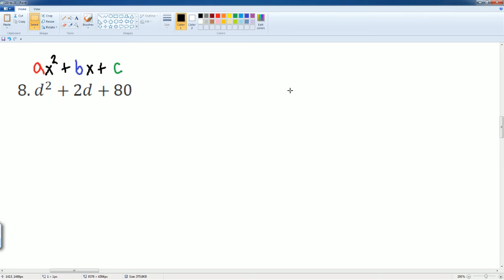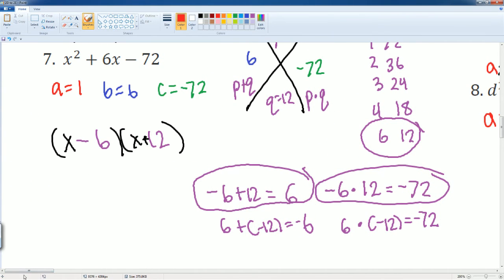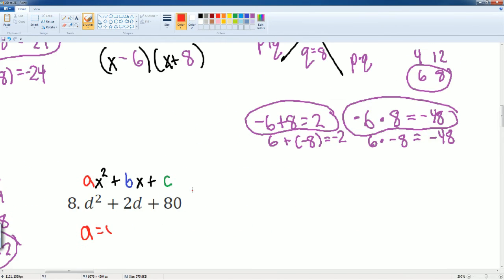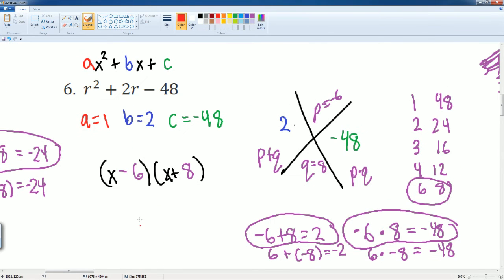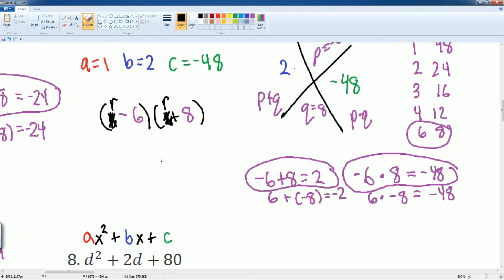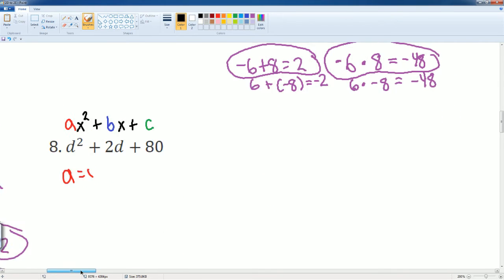Okay. You have a equals to, did I make a mistake here? Yeah, they use x's here. Yeah, that one used r. So sorry, I'm going to go back to 6 here. This should be r minus 6, and this should be r plus 8. Okay, that's the one that uses r for some reason.